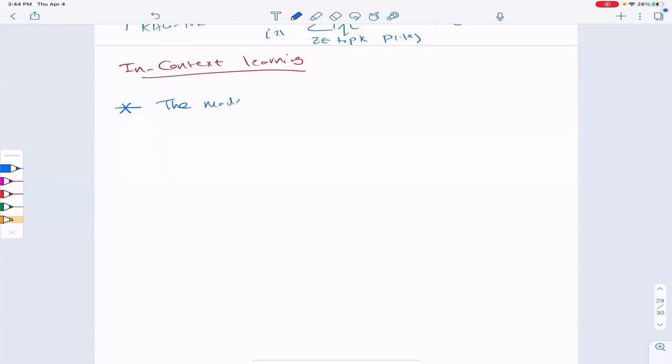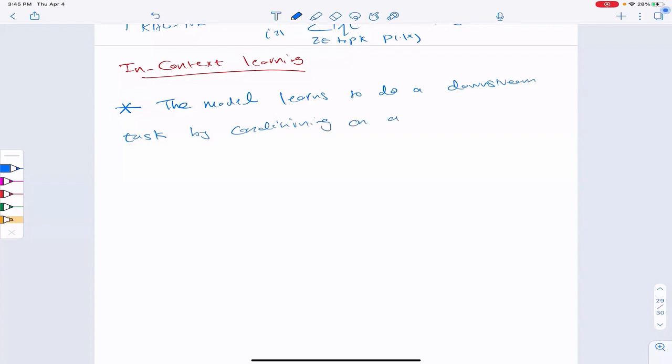The model learns to do a downstream task by conditioning on a prompt with input-output examples.